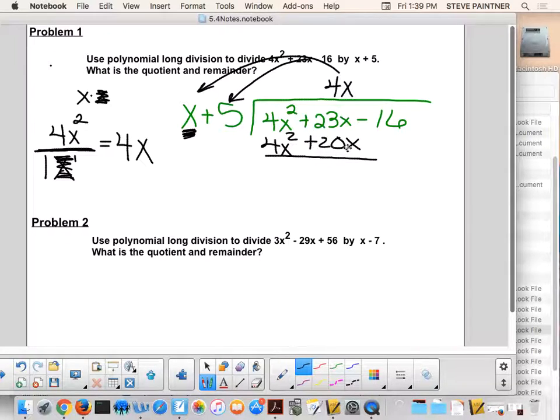When you multiply, the next step is subtract. We're going to subtract everything, which basically will change this into negative, this into negative. This becomes addition now. So you get 0, nothing. You get what here? 3x. You bring down the next number.